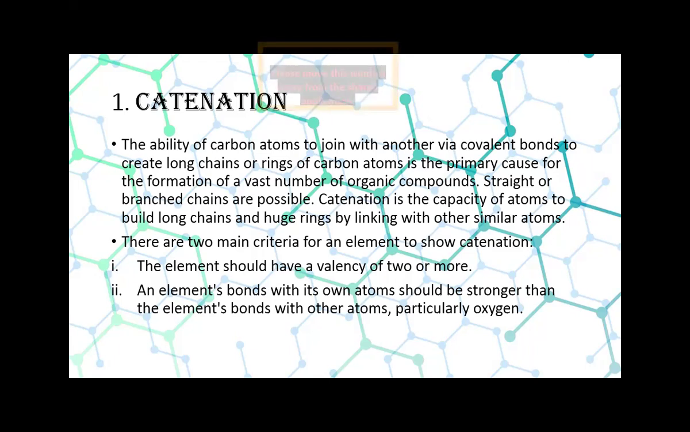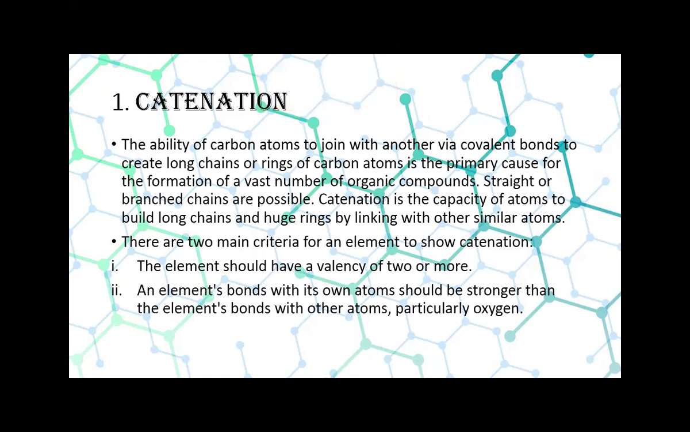Second property or criterion is an element's bond with its own atoms should be stronger than the element's bond with other atoms, particularly oxygen. Yes, the second property is if the one element that has a capability of catenation combines or makes a bond with similar atoms of itself, the bond should be stronger. It mustn't be weak, it must be stronger than the bond with the other atoms.